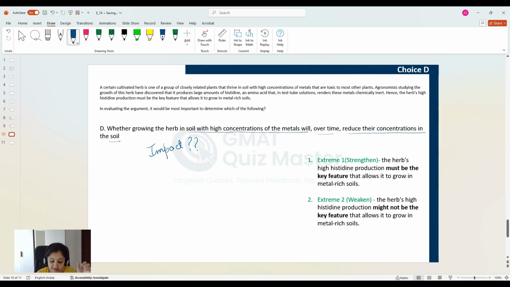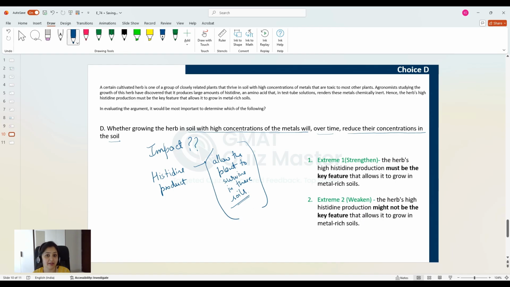The conclusion here is that it is the histidine production that allows the plant to survive in these soils. Now, what other impact happens? What other effect takes place? What is the impact on the soil? Or how histidine is helping the plant grow is not relevant here. It does not make you believe more or less in this cause and effect that has been presented in the conclusion. And that is why you got the answer choice incorrect.